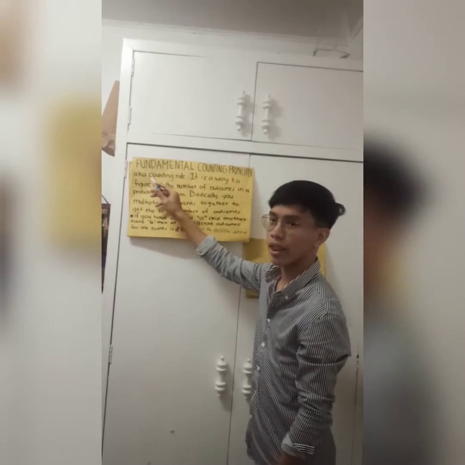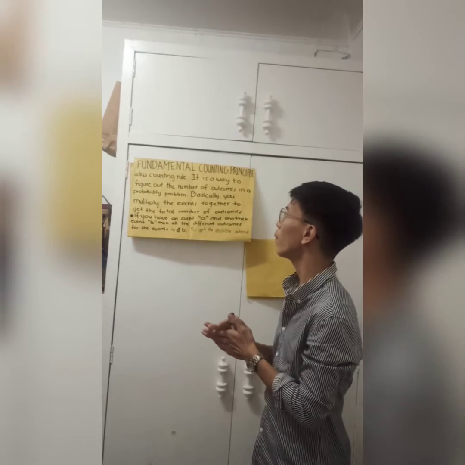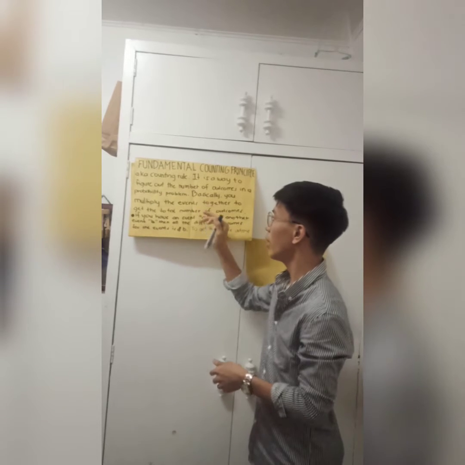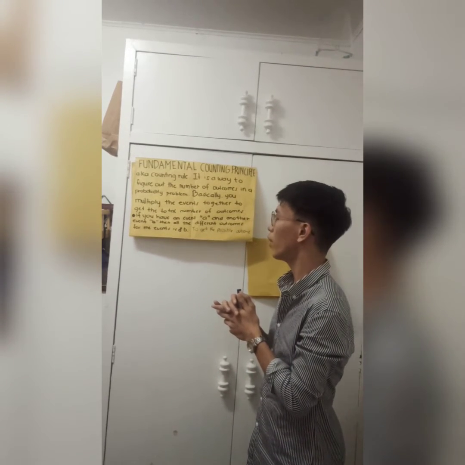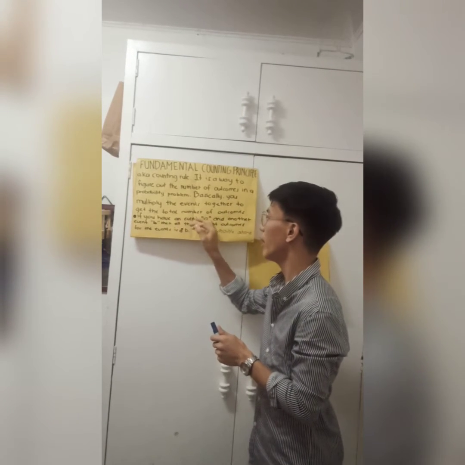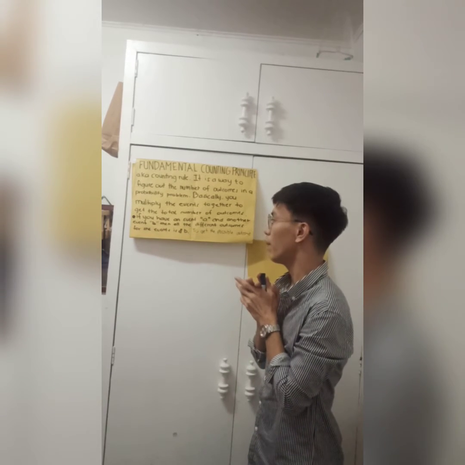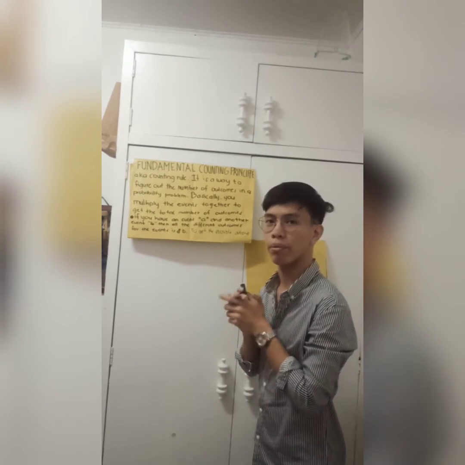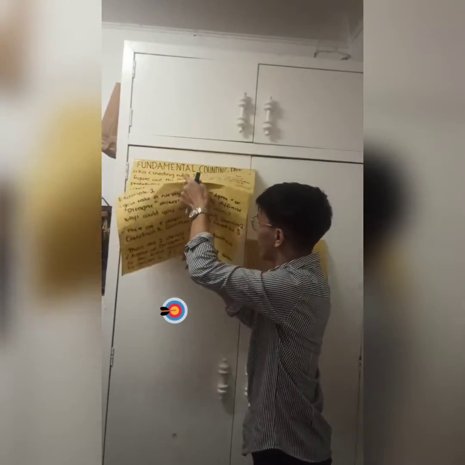It is a counting rule. It is a way to figure out the number of outcomes in a probability problem. Basically, you multiply the events together to get the total number of outcomes. For example, we have an event A and another event B, then all of the different outcomes for the events is A times B to get the possible outcomes. Now, we will move into our examples.